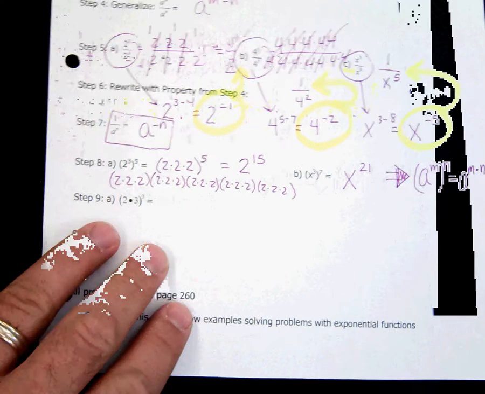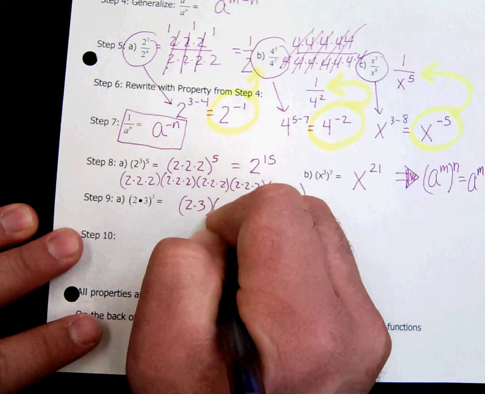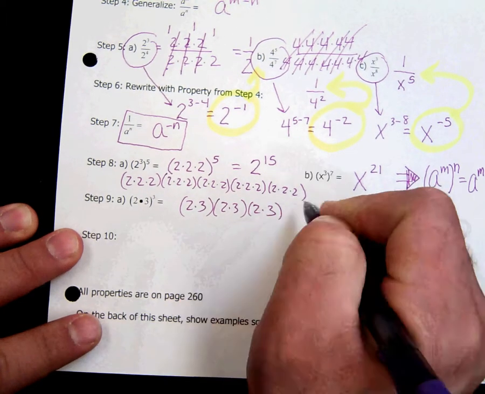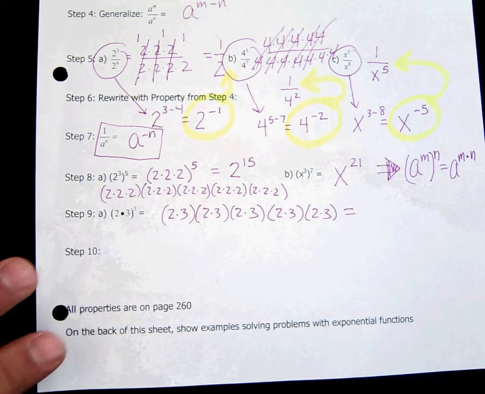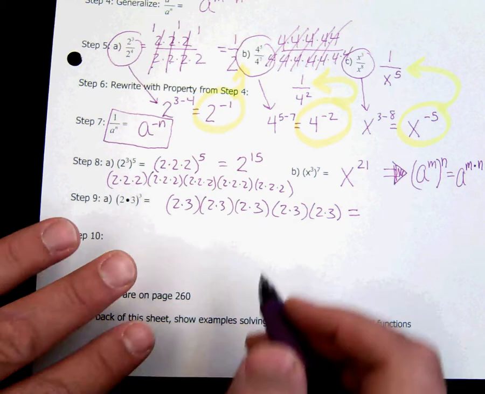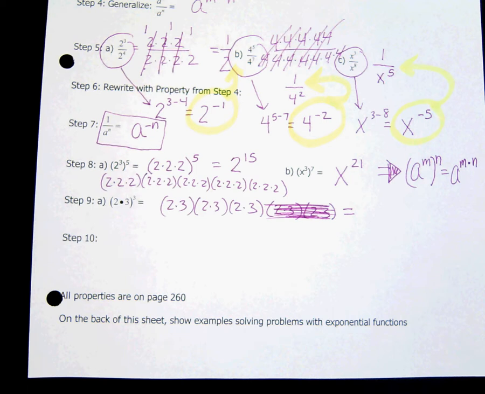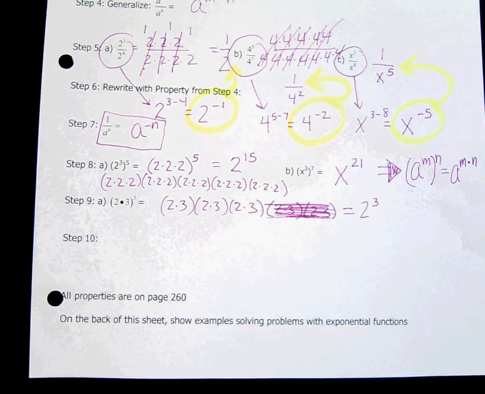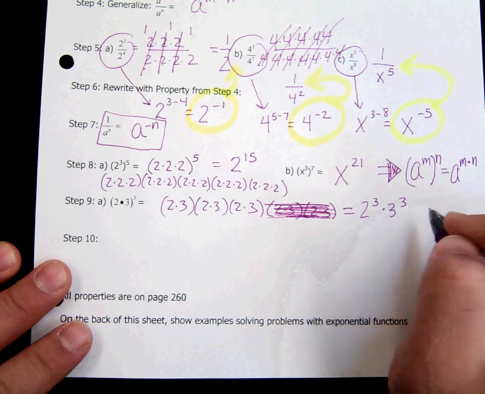I know what step 9 is. Step 9 says, if you have 2 times 3, 3 times, I messed up. If you have 2 times 3, 3 times, how many 2's are there? So we could call that 2 cubed. How many 3's are there? 3 times 3 times 3. We can call that 3 cubed. And that's what they're getting at.